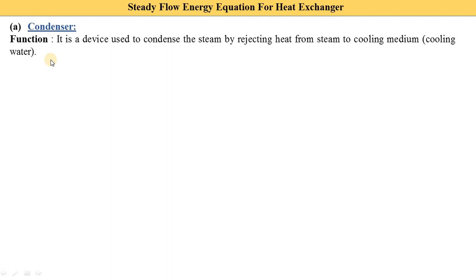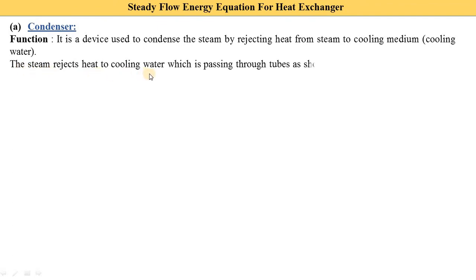What is the meaning of condensation? The vapor or steam is converted into liquid. How is the steam converted into liquid? We already know that when the steam rejects heat to the atmosphere or another fluid, at that time it starts to convert into liquid. This is called the condensation process, and it is called a condenser. The steam rejects heat to the cooling water which is passing through the tubes, as shown in this figure.